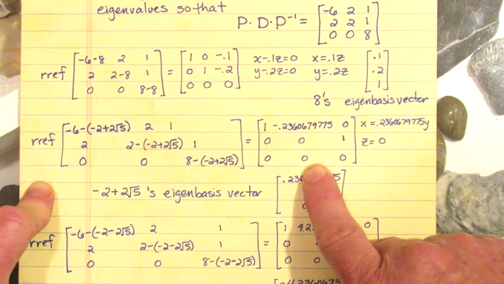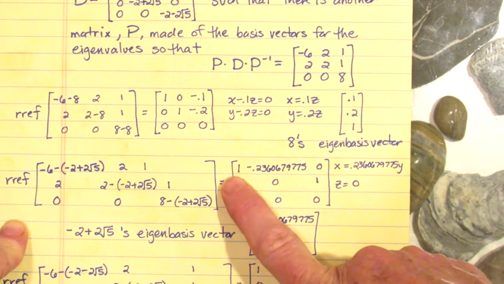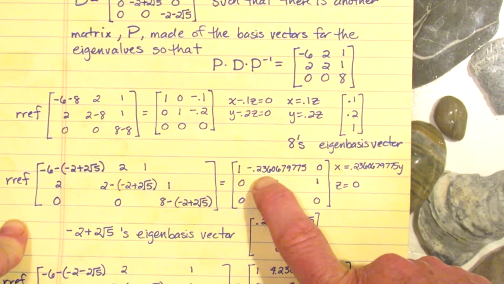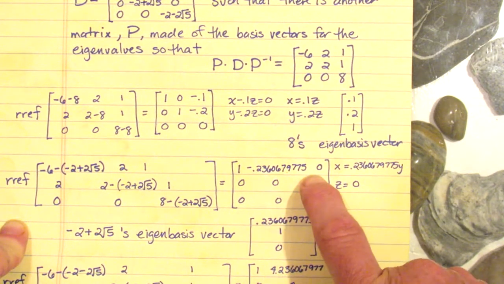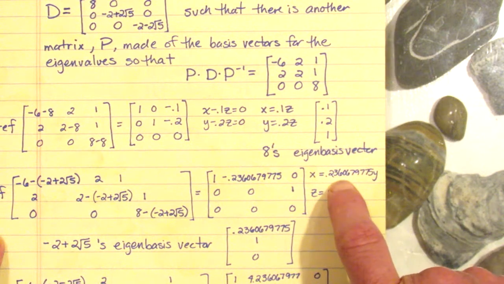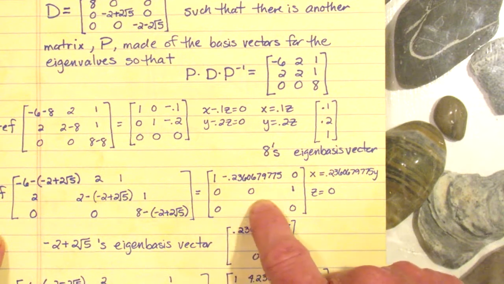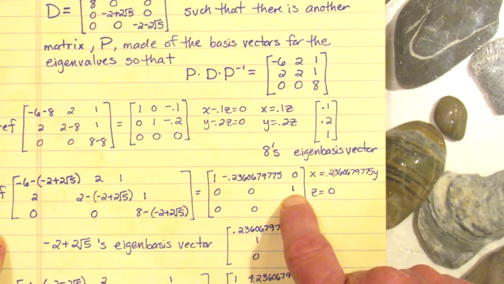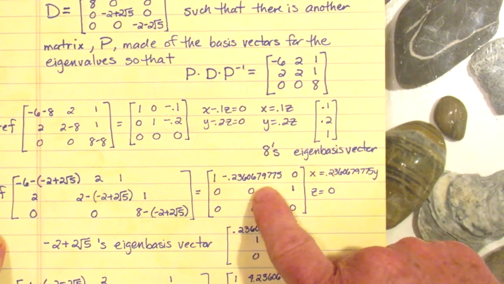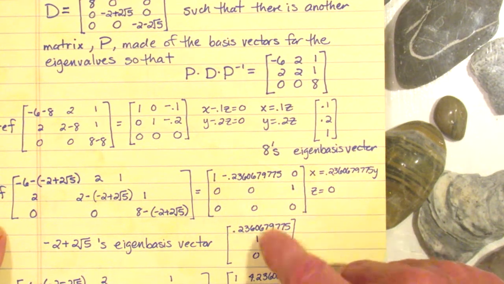For -2 plus 2 times the square root of 5, you get this matrix, and that reads as x minus 0.236, that messy decimal, times y, plus 0z equals 0. So that means that x is always that 0.23 decimal times y. And then this row tells you that z has to always be 0. It says 1 times z, and remember, these are the coefficients of x, y, and z set equal to 0.